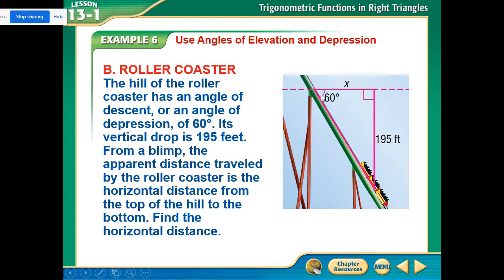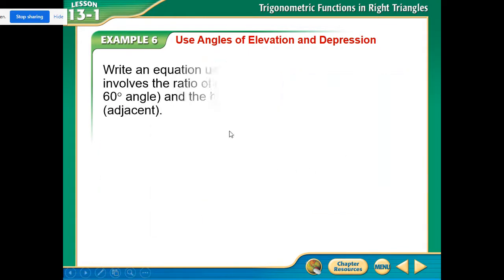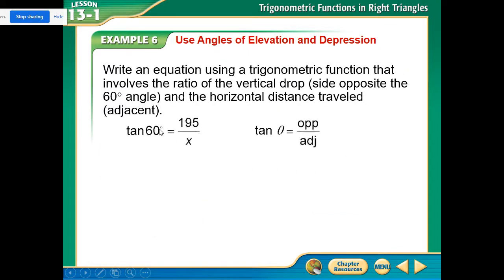So 195 feet is in the opposite spot. X would be in the adjacent spot, so we're doing a tangent. Now this is a normal tangent, not an arc tangent or inverse tangent, because we know the angle. If we were trying to find the angle, that's when we would do the inverse. So this is just normal tangent. So it's tangent of 60 equals 195 over x. Again, we're going to have to cross multiply. So x times tangent of 60 equals 195.